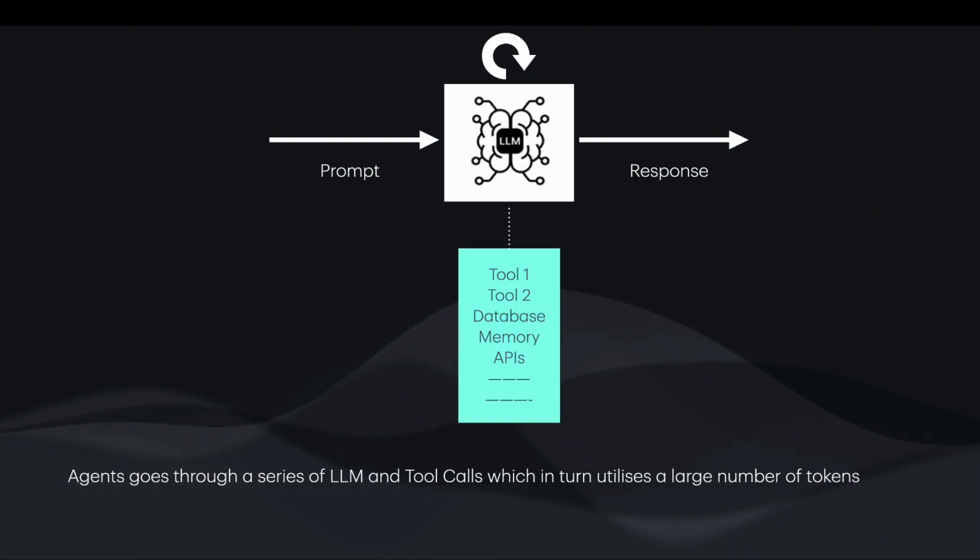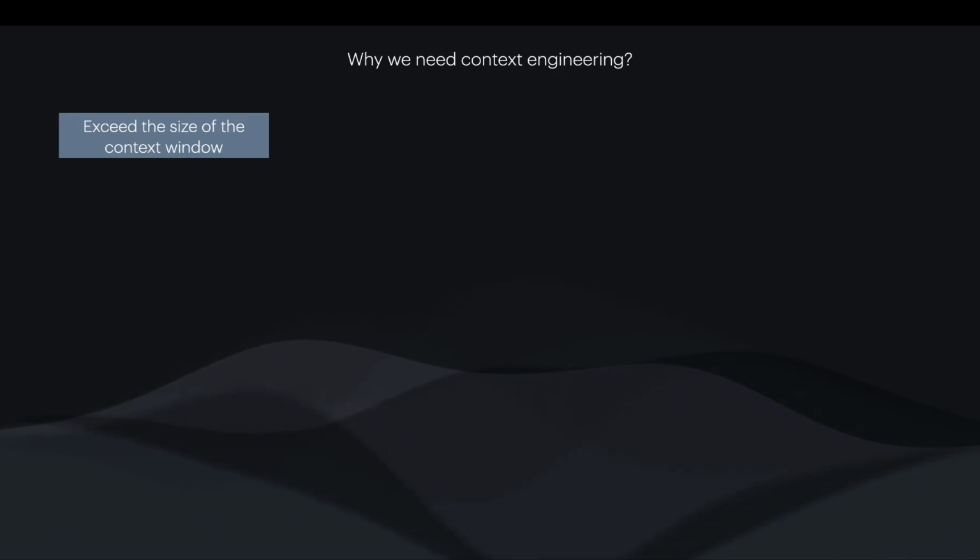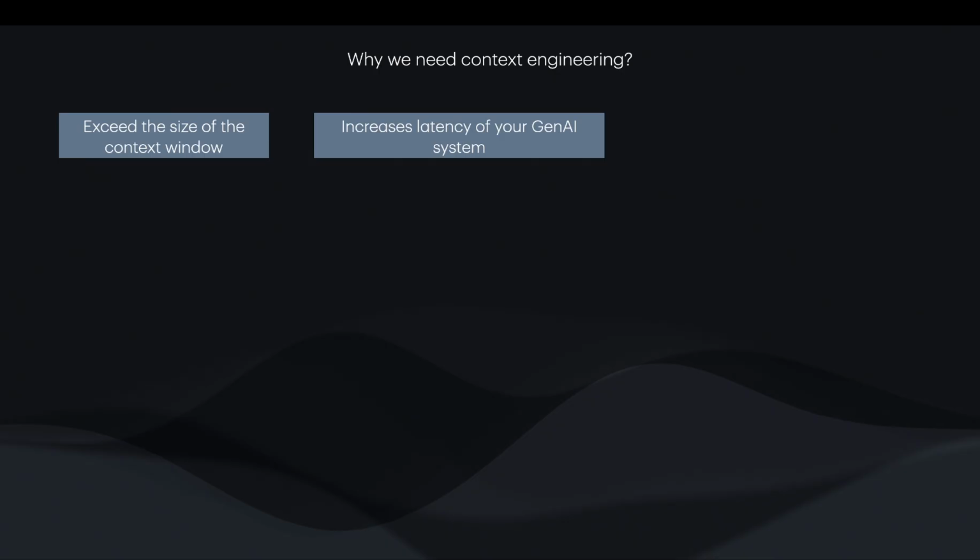So that size can sometimes go beyond the context length of your LLM, right? So now with this understanding, let's discuss why we need context engineering. One reason, as I was mentioning, is that repeated LLM and tool calls can exceed the size of the context window, which can be a problem, and at that time your AI agent will throw an error.